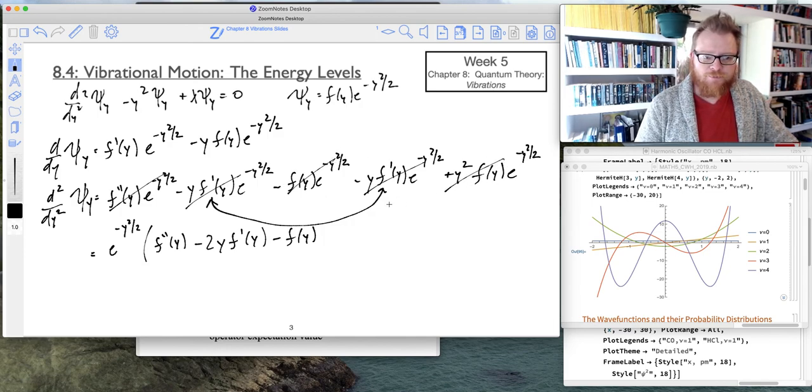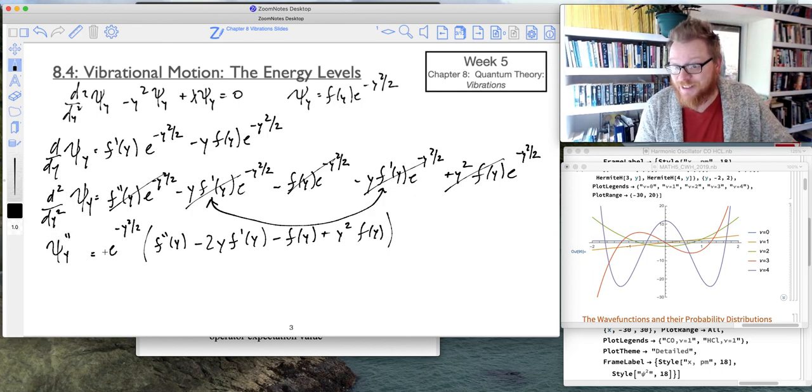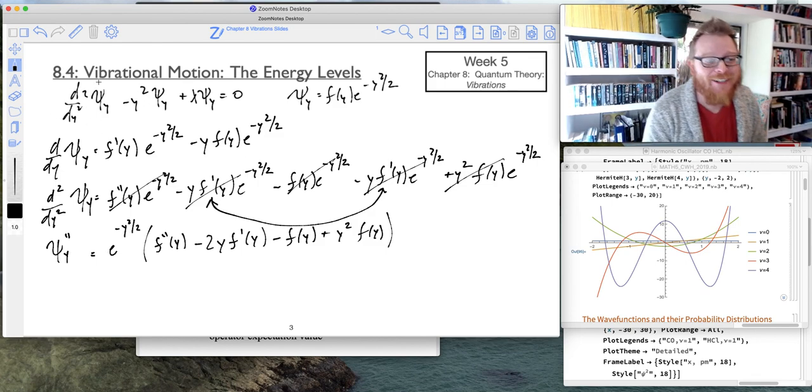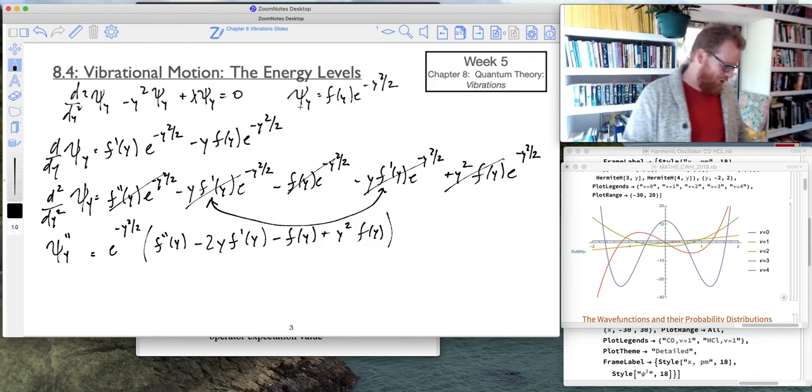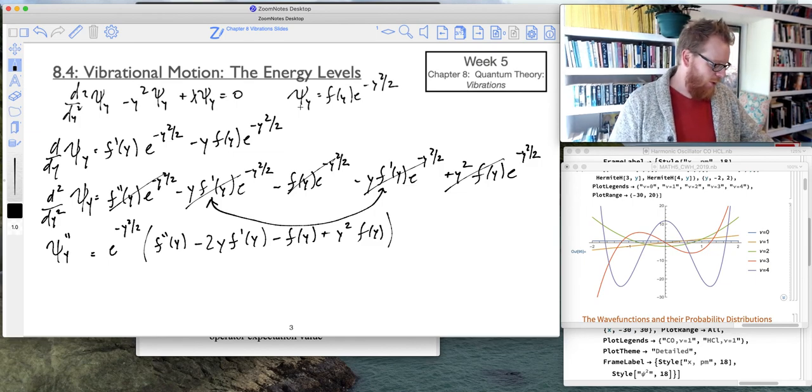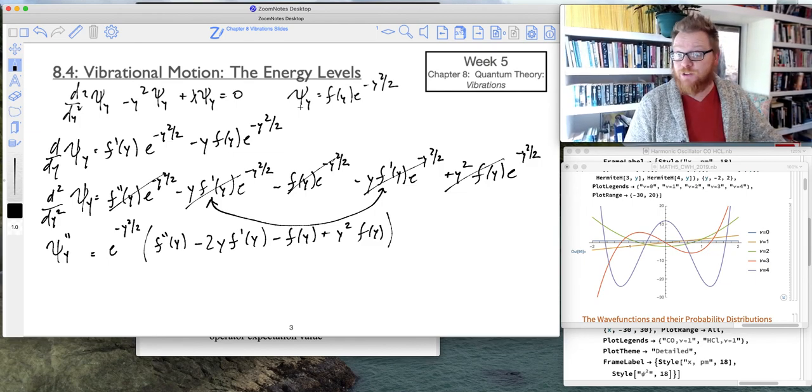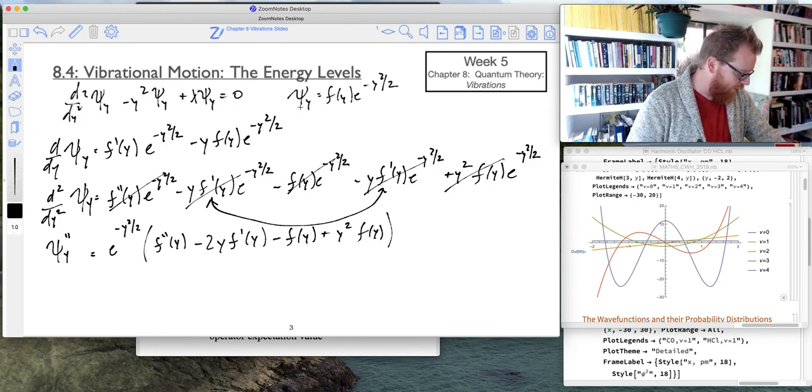And then finally, we've got to take care of that, which is now going to be plus y squared times f of y. I'll remind you, this is just the second derivative inside. That's all we've done. We haven't even put it through our Schrodinger equation yet. Okay, so let's do that. When we do that, we get the following.